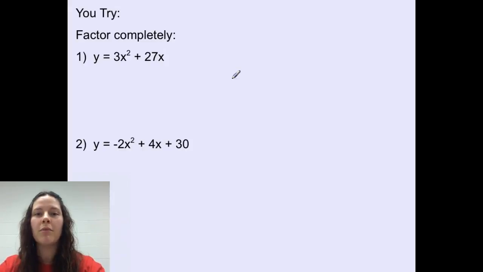And here are 2 U-Try problems. Please make sure that you have them completely factored before you come to class tomorrow so we can discuss our process.